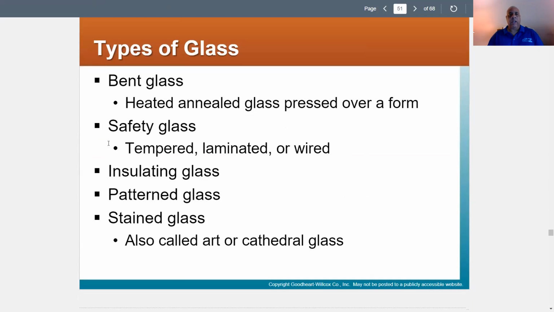Types of glass: you have heated, annealed glass pressed over a form. Safety glass, which is tempered, laminated, or wired. Insulating glass, patterned glass, stained glass, also called art or cathedral glass. When we talk about cathedral glass, you look at some of your big cathedrals and churches, like St. Patrick's Cathedral in New York, and you can see the stained glass over in Italy, in the Vatican. Beautiful architecture.